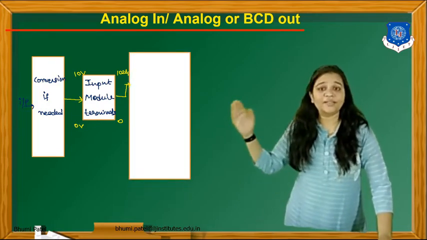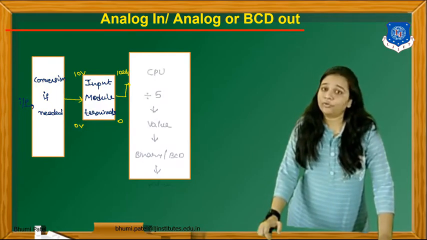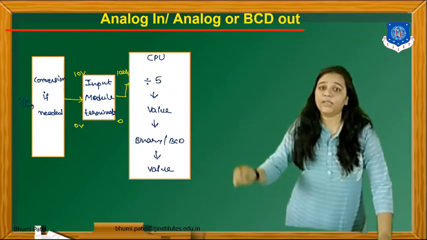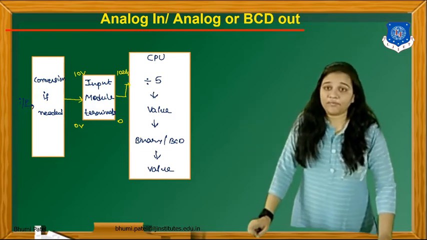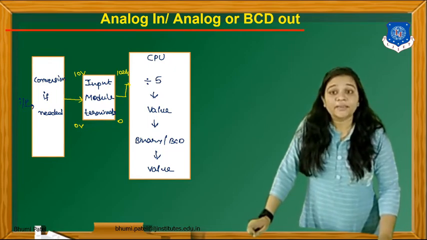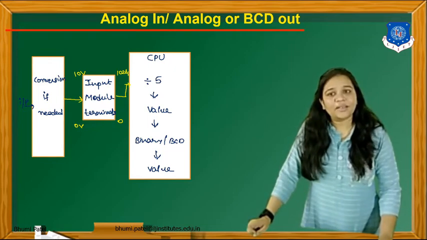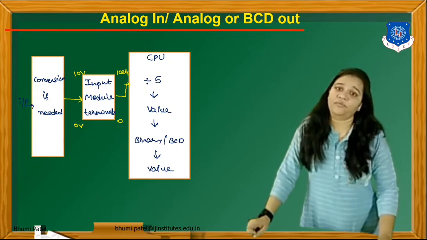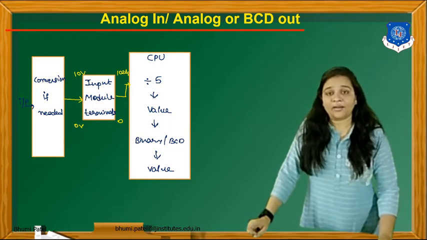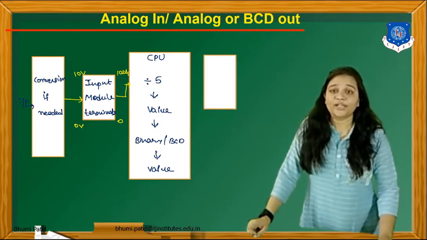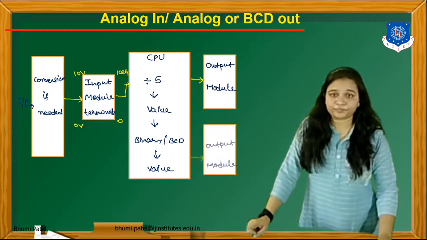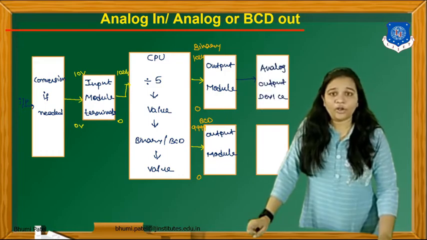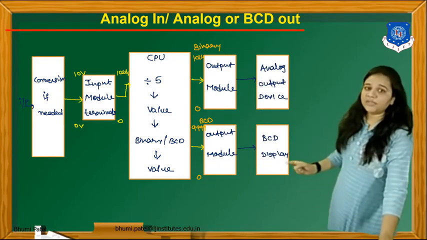This binary number is given to the CPU. Then we have to divide by 5, that is given in the problem. Whatever value is given, we have to divide by 5. Then we have to convert this binary number into the BCD value, because here two outputs are there. The first one is the analog and the second one is the BCD output. So we can take two output modules, first for the analog output device and the second one is the BCD display.